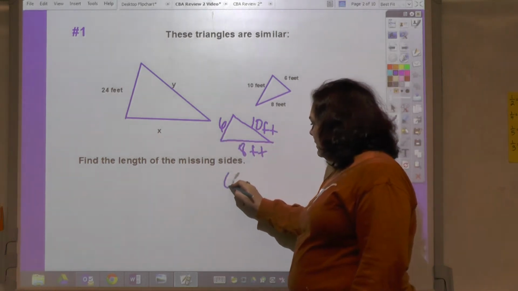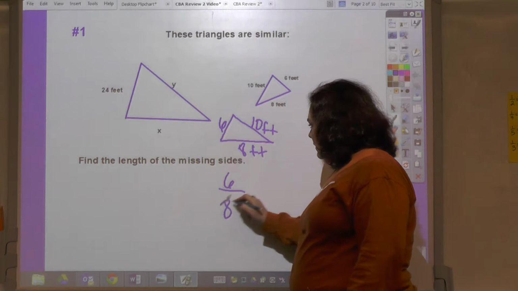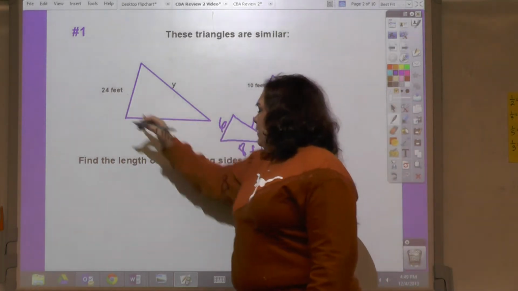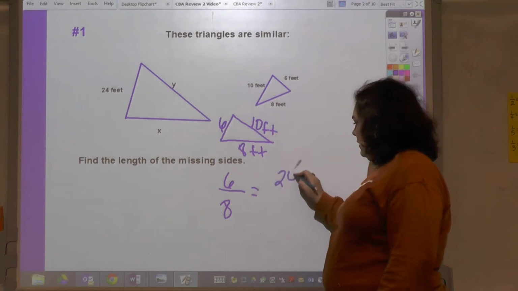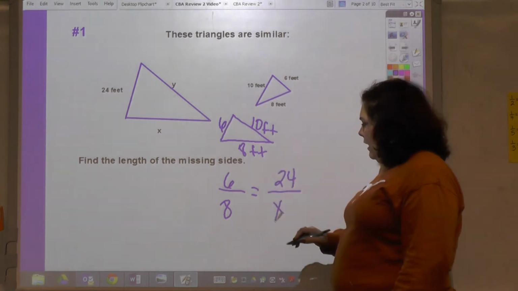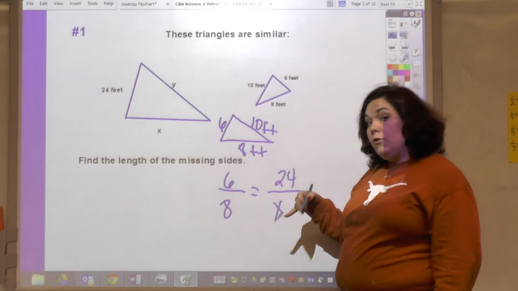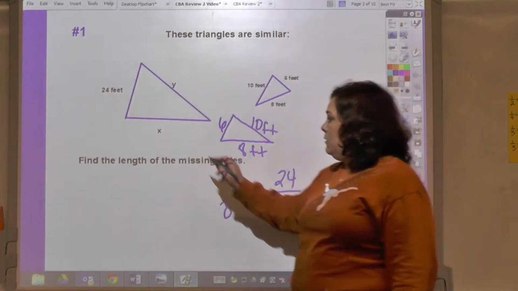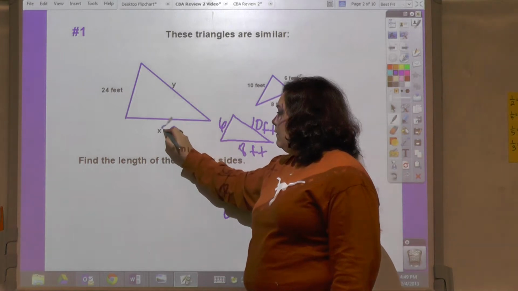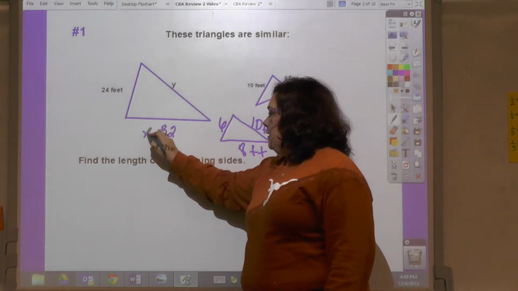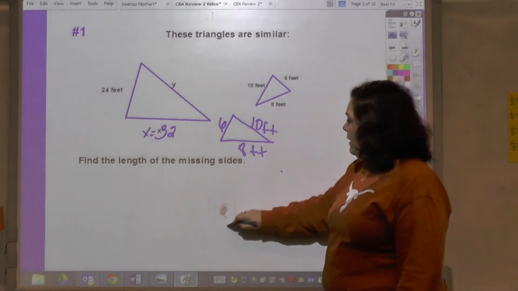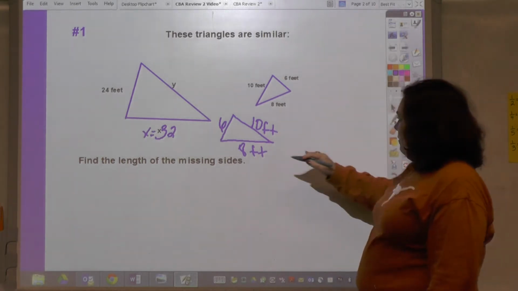I know 6 is to 8. That's this side is to this side, as 24 feet is to X. And so I use my scale factor, and it's real easy to see now. This is times 4, so this is times 4. So this is 32. X equals 32.